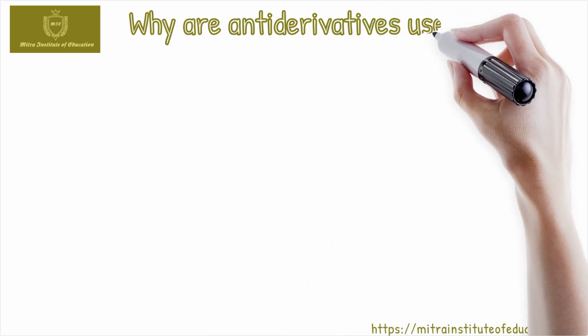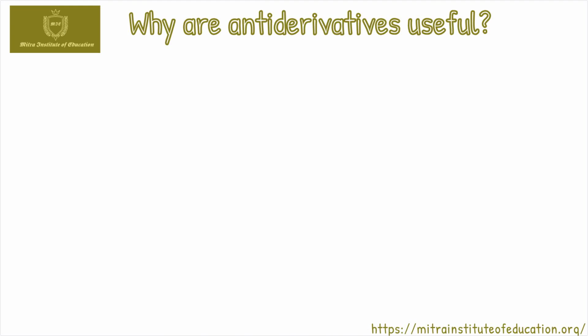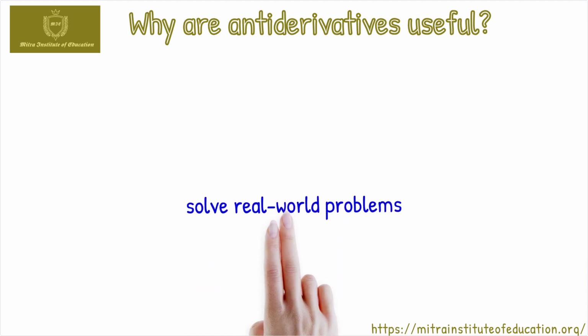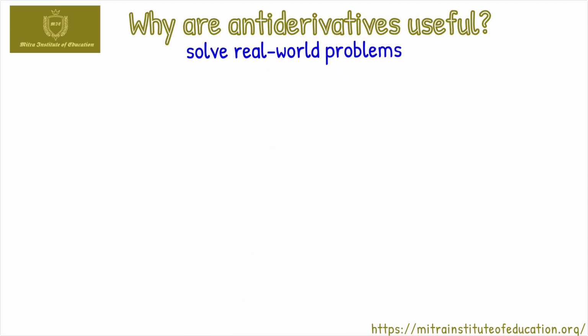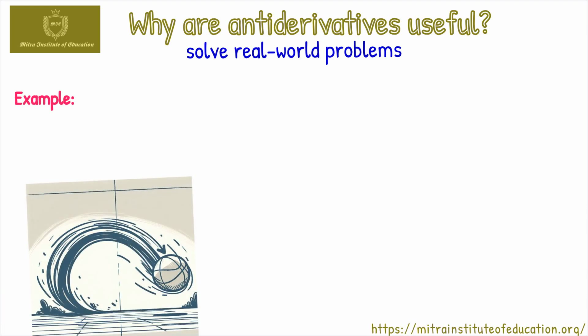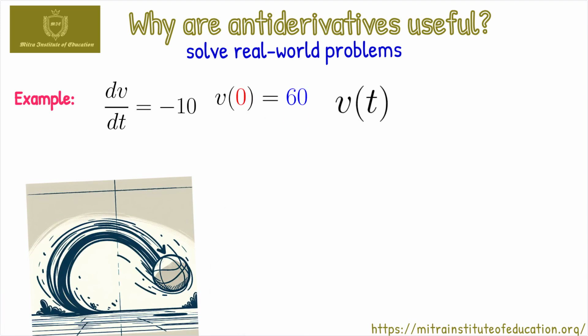Why are antiderivatives useful? Antiderivatives allow us to solve real-world problems where we know the rate of change, or derivative, and need to find the original quantity. Imagine this: you throw a basketball straight up into the air. Gravity pulls it back down with a constant acceleration of approximately -10 meters per second squared. If the basketball's initial velocity is 60 meters per second, how can we determine its velocity at any moment in time? Here's how. The antiderivative of -10, with respect to time t, is -10t plus c.